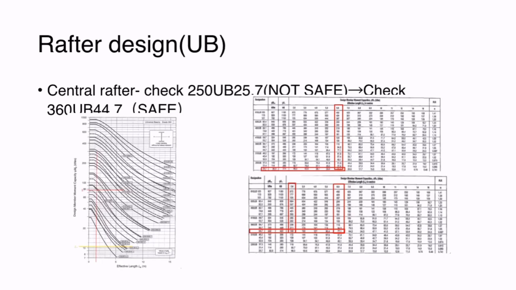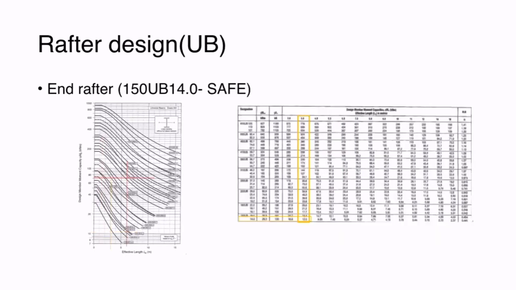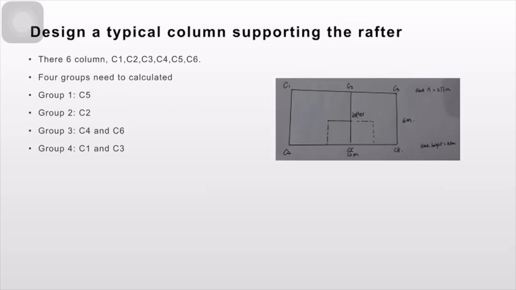And we also use the table of AS 4100, and we must make sure the maximum deflection is greater than for the selected section. The central rafter and the end rafter use different sections. In the last step, we need to design the column supporting the rafter, and we have 4 columns.